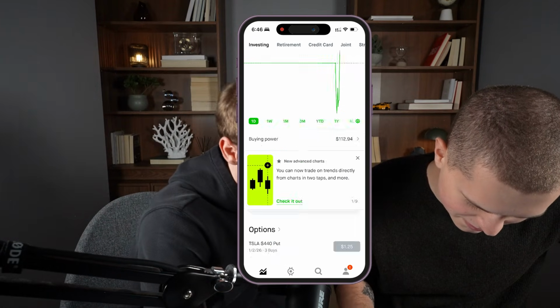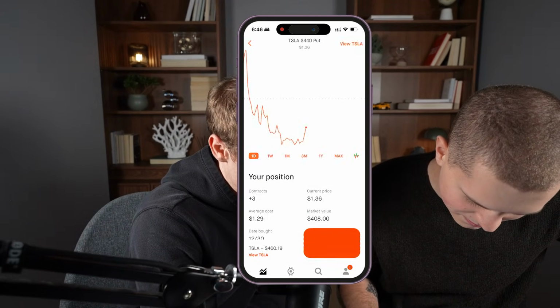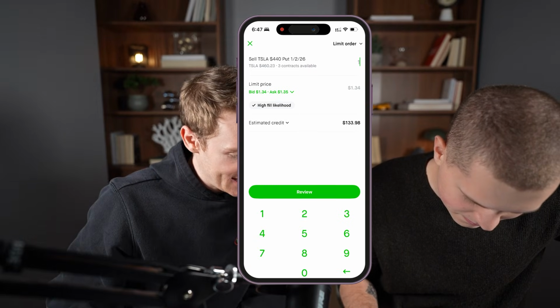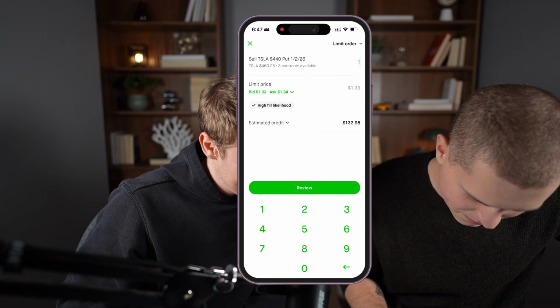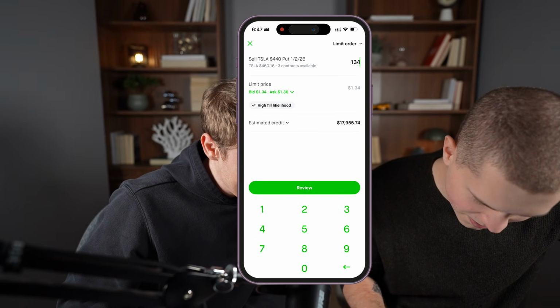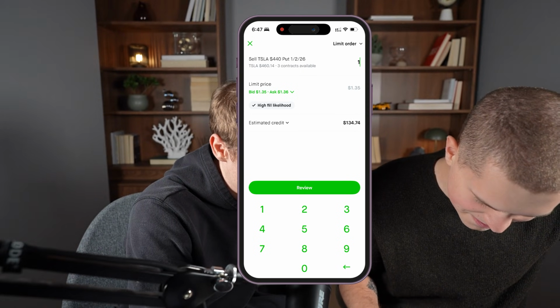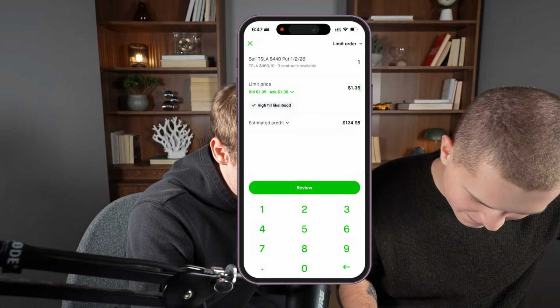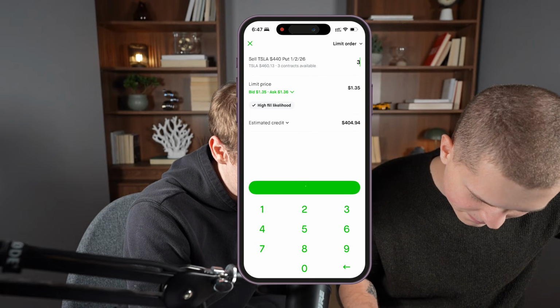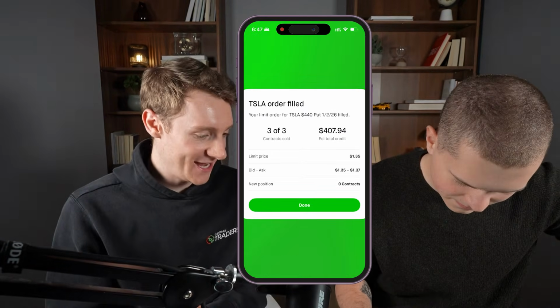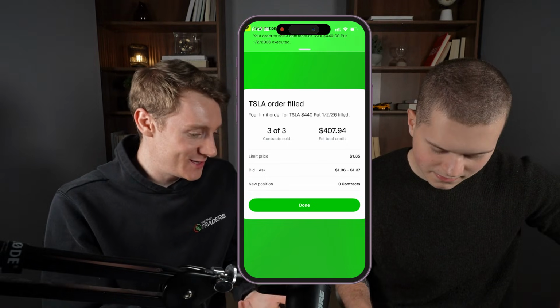How do I close it? Go here. Trade. Sell. And let's get in a quick limit 134 for 3 contracts. 135 here. Fine. And then change this to 3. Okay, send it. Review. Send. All right. Okay, and you're filled. Let's see how much you ended up actually making.